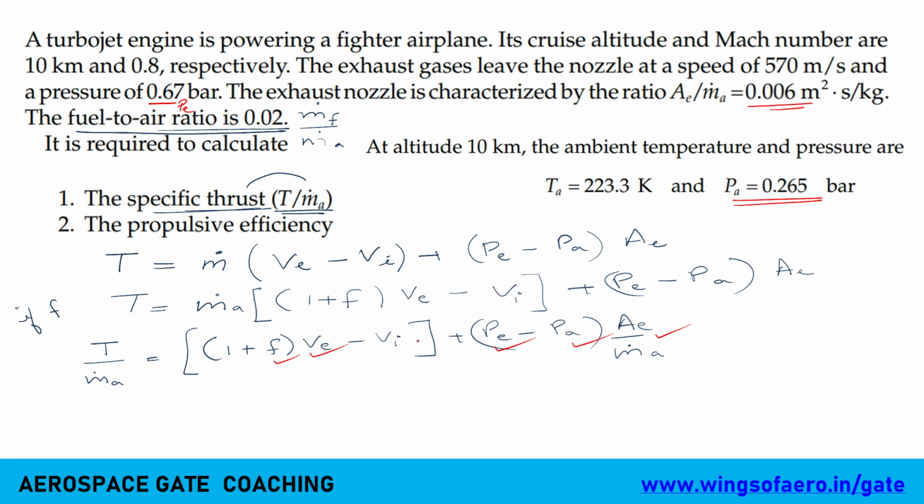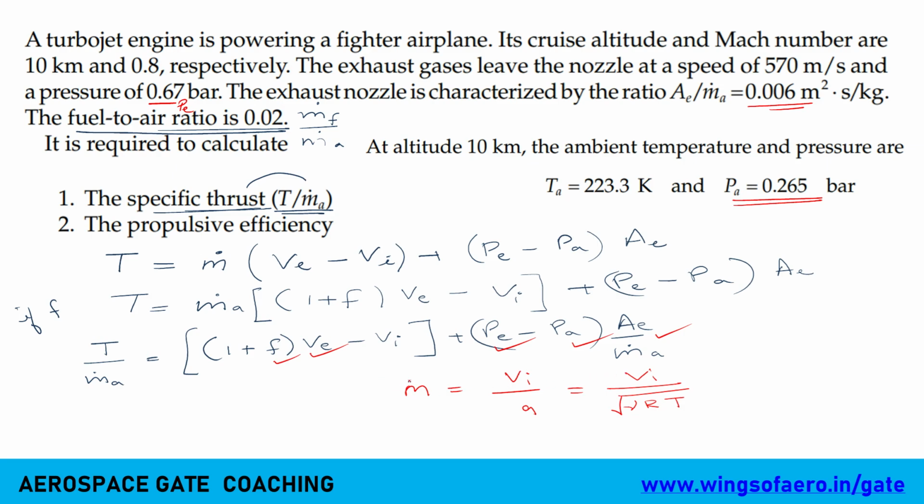Now to find out this specific thrust, how can you use this? VI is not there. Can you find VI? Is it provided to you? No. How can you find it? Mach number is equal to V by A. From that we can find VI. Mach number equals VI by A. Now how can I find A? A is root over gamma RT.